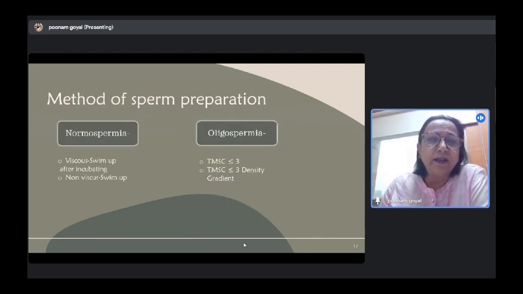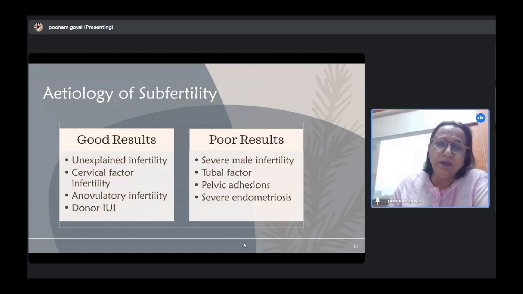So now, what are the methods of semen preparation? For normospermia, most of the times you use swim up after incubating, and in non-viscous samples you can use swim up technique. In oligospermia, we prefer to do density gradient. Now, you will have good results in cases of unexplained infertility, cervical factor infertility, anovulatory infertility, and obviously in donor IUI cases. Poor results when there is severe male infertility or tubal factor.